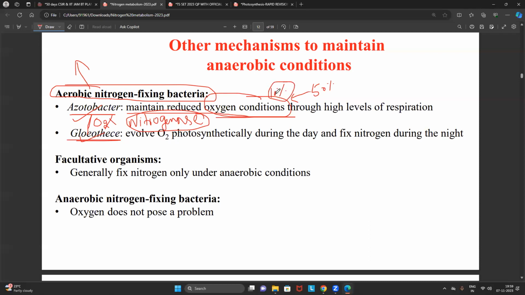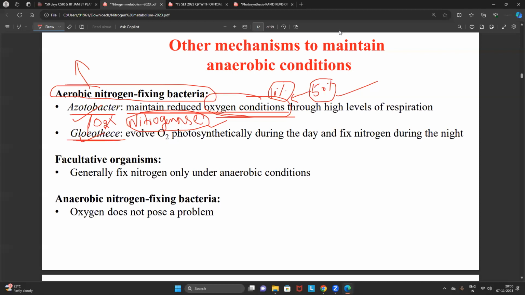During that time, the oxygen level will dramatically fall down. Then the nitrogenase enzyme will be super active. It fixes the nitrogen very fast. Then again, after that, it will start using the oxygen normally. So it will maintain a reduced oxygen condition only during a particular period of time.